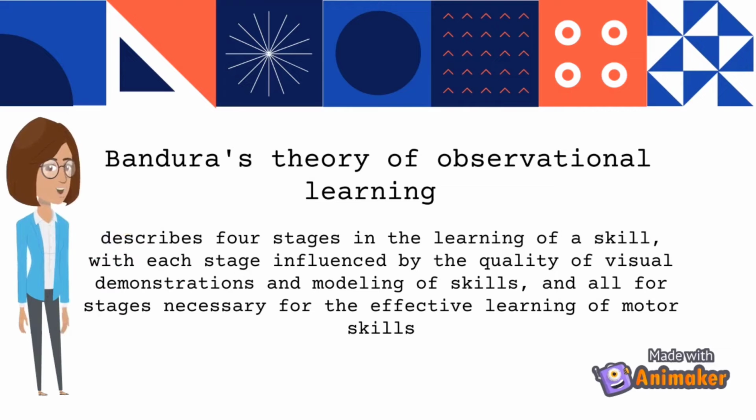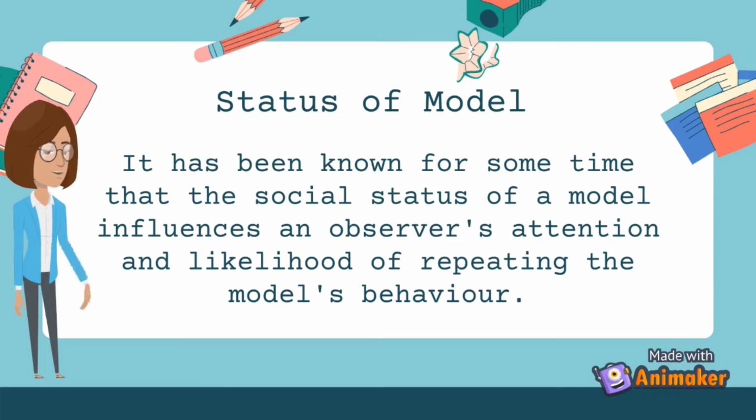Status of model. It has been known for some time that the social status of a model influences an observer's attention and likelihood of repeating the model's behavior. In an early study, Lefkowitz, Blake and Mouton, 1955, demonstrated that a jaywalking model dressed fashionably in business attire would induce significantly more passersby to jaywalk across a busy street than would a model dressed shabbily in soiled clothes.